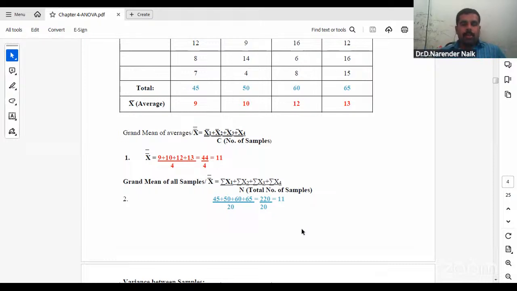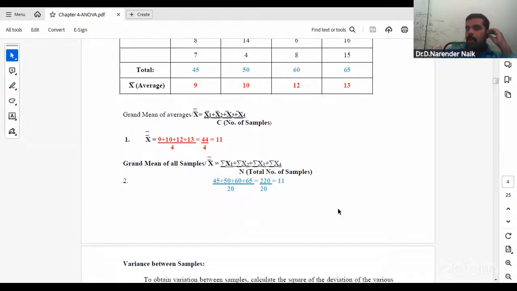So in the first case, the average case, and the all-sample case, observe carefully. In the first case we got 11 and in the second case also we got 11. So the calculation we are doing is correct. Then next, after getting these values, we are going to start the variance between samples.